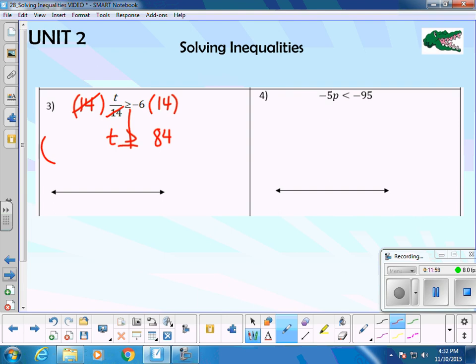And if I think of my integer man, I have a negative times a positive. So what's left is a negative, so I know my answer is negative. So my solution says that t is greater than or equal to -84.